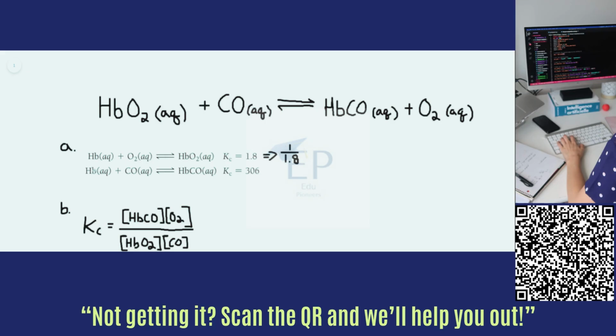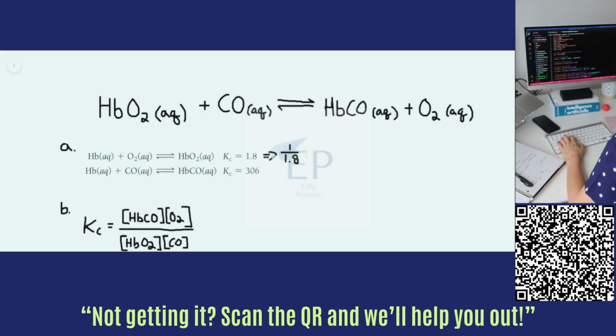For the second reaction, Hb plus CO forms HbCO. That's in the correct orientation. We are going from Hb and CO to forming HbCO, so we're going to keep this reaction equilibrium constant the same. And in terms of stoichiometry, everything is accounted for. There's only one of everything here. There's only one of everything in these little reactions. So now we just need to figure out how to combine these two equilibrium constants to figure out the equilibrium constant of the whole reaction.